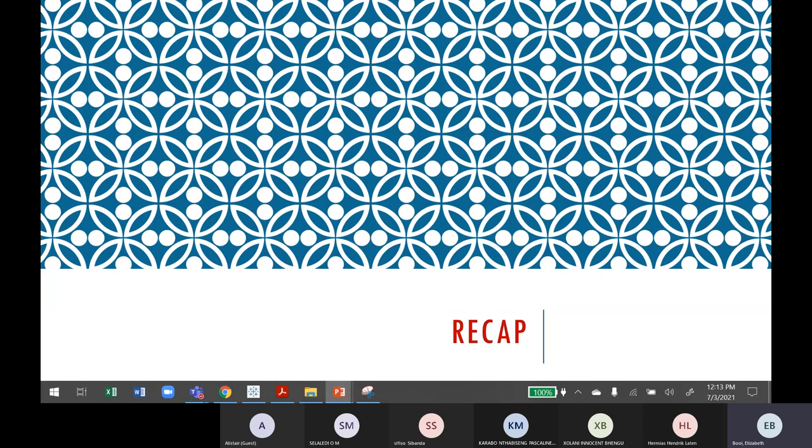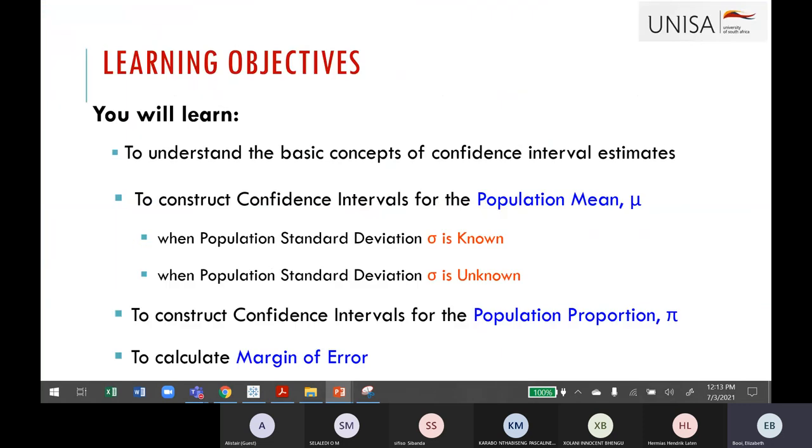Just to bring our minds to the same topic that we've learned, we know that the purpose of the three sessions is to understand the basic concepts when it comes to confidence intervals. We also wanted to learn how to construct a confidence interval for the population mean, when the population standard deviation is known, and also when it is unknown. And today, we're going to look at constructing the confidence interval for the population proportion.